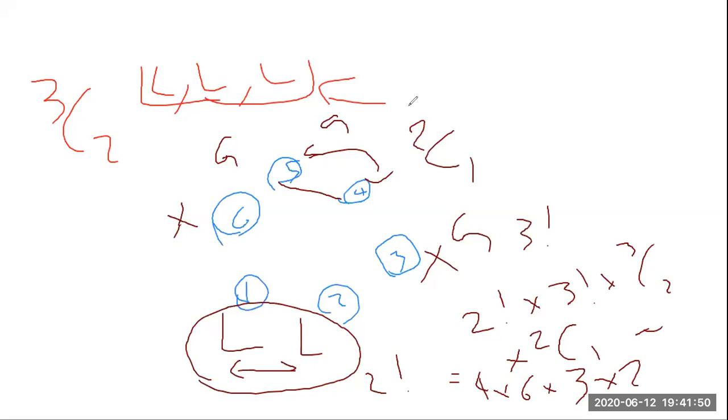This still seems off. Let me see. Yeah, the logic seems right, but they have written 72. It looks like it should be 144 actually. It looks like there's a mistake in the booklet, but yeah, the logic seems all right.